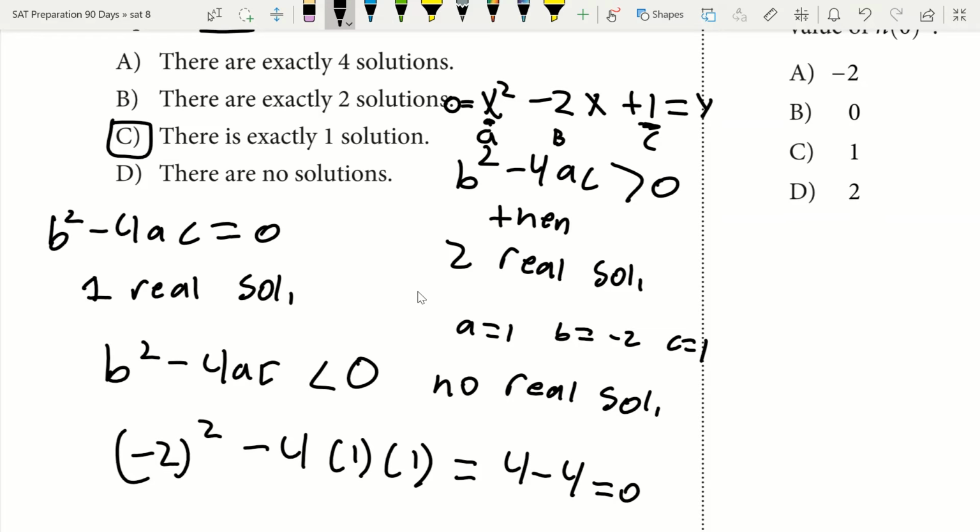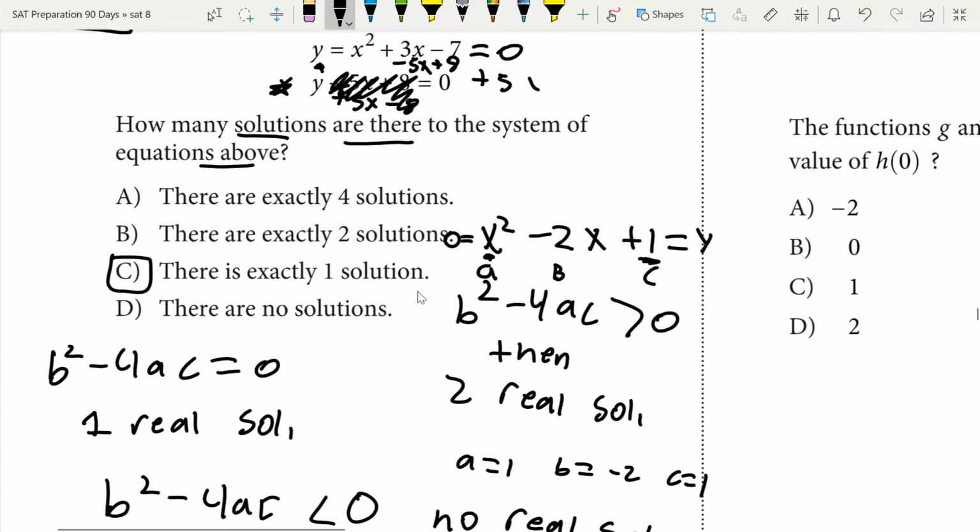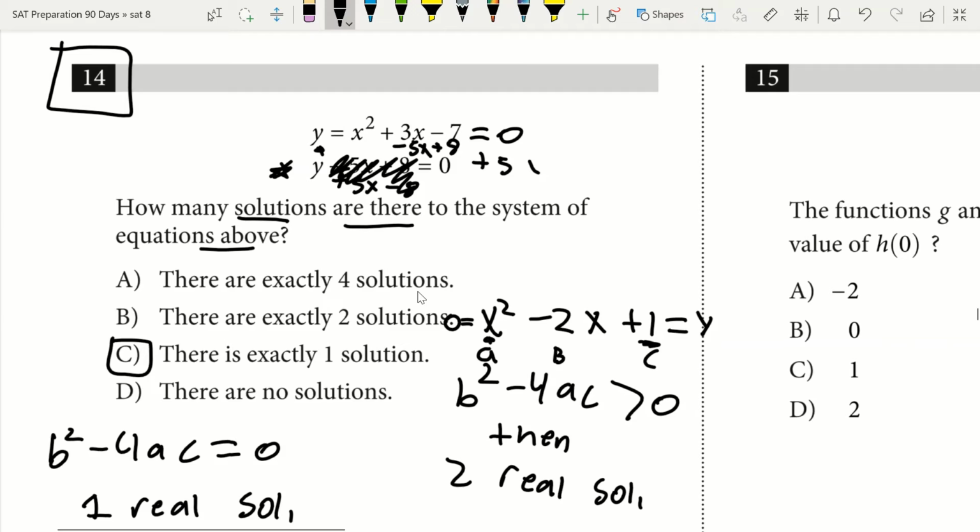So hopefully this video was helpful. This is a really good, important thing to know for the SAT math section, because if you don't know that, then you have to go through and do a bunch of other steps. So knowing this is definitely crucial to the SAT math section, in my opinion. So hopefully this was helpful.